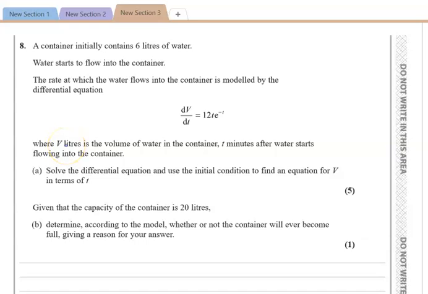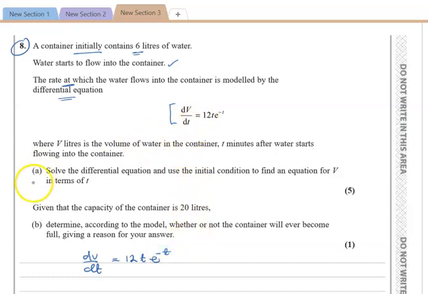All right, question 8. Question 8 says that a container initially has 6 liters of water. Then water starts to flow into the container. The rate at which water flows into the container is modeled by a differential equation. This one over here: dV/dt equals 12t e^(-t).